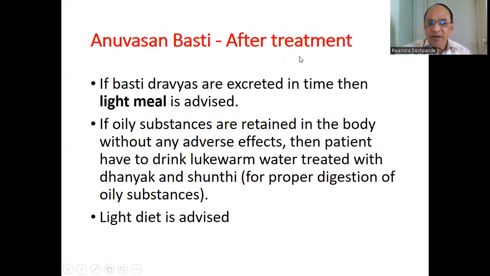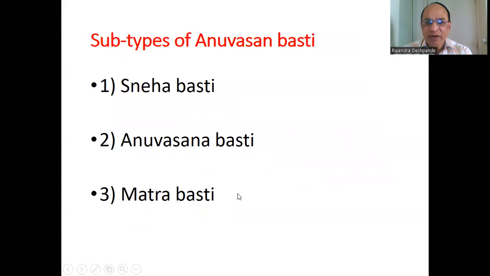After Anuvasan Basti treatment, if the Basti dravyas are excreted in time, then a little bit of food can be given, light milk, warm and light and freshly cooked. These three things are very important. If oily substances are retained in the body without any adverse effect, then the patient has to drink lukewarm water treated with dhanyak, coriander, and shunti, that is ginger, for proper digestion of oily substances. A light diet is always advised.